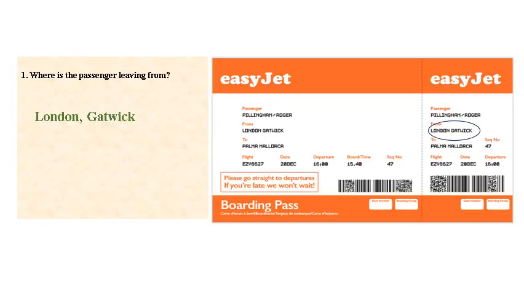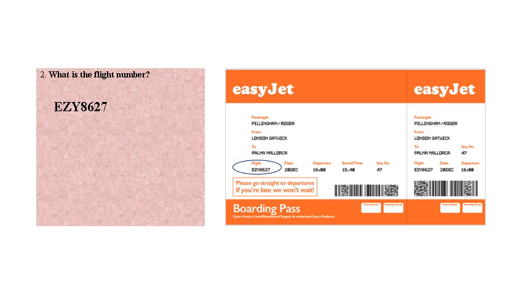Now, let's move to question number one. Where is the passenger leaving from? Using the keyword from, we can easily find that London Gatwick is the answer to this question. As for question number two, what's the flight number? Using the keyword flight, we can easily find that EXY 8627 is the answer to this question.